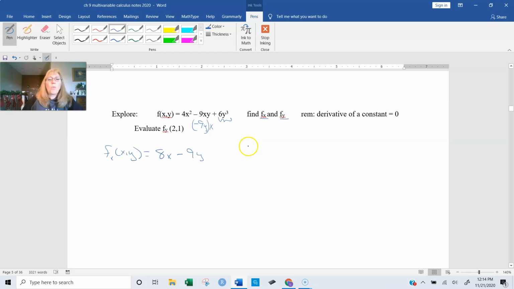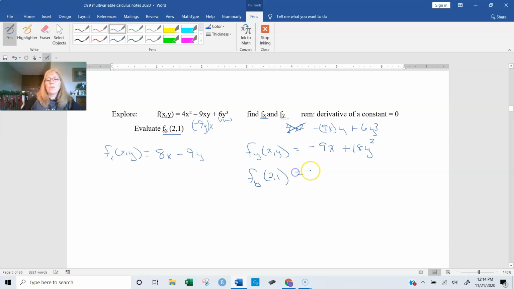Okay, now let's try the f sub y. See how you did here. So this time the y is important. So let's regroup this. We've got the 4x minus the 9x times the y plus the 6y cubed. Again, here there's no y, so it's considered a constant. It goes away. This with respect to y, just minus 9x. This one here is plus 18y squared. And that is done.